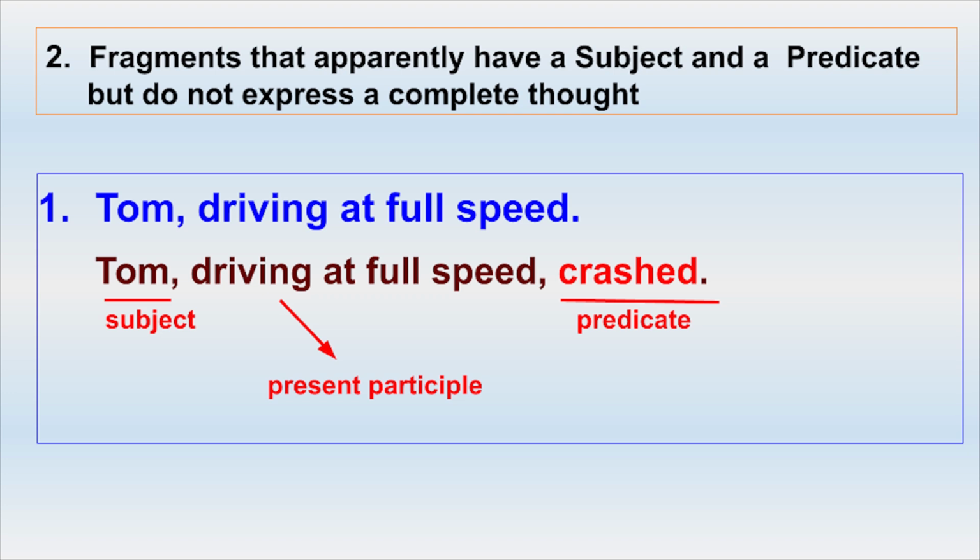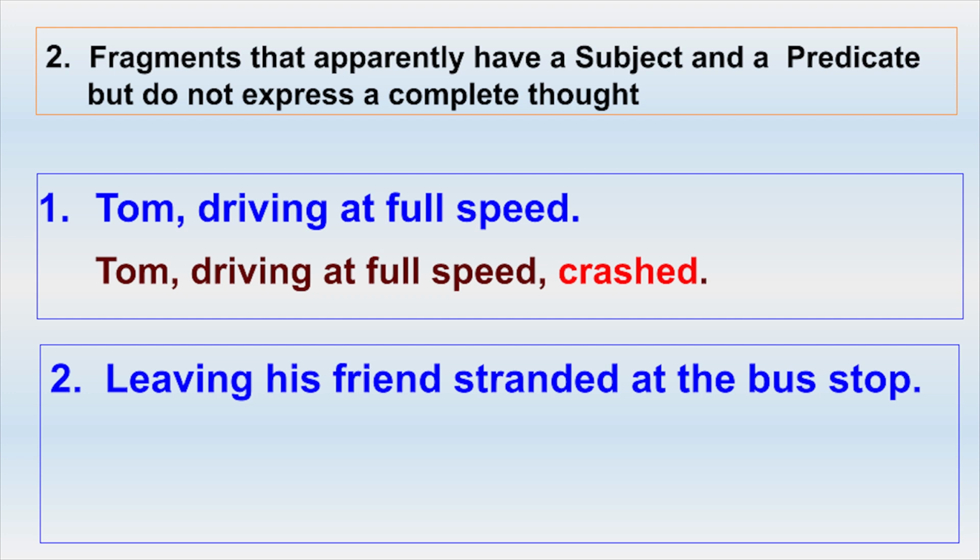Here's another example. Leaving his friend stranded at the bus stop. Let's test this example again. For the subject, we ask who. We have no answer. We do not know who is leaving his friend stranded, so we need a subject. Our apparent predicate is leaving. It appears to be the predicate, but it actually is a present participle. Does this express a complete thought? No, it does not. It leaves us with the question, who is leaving his friend stranded at the bus stop?